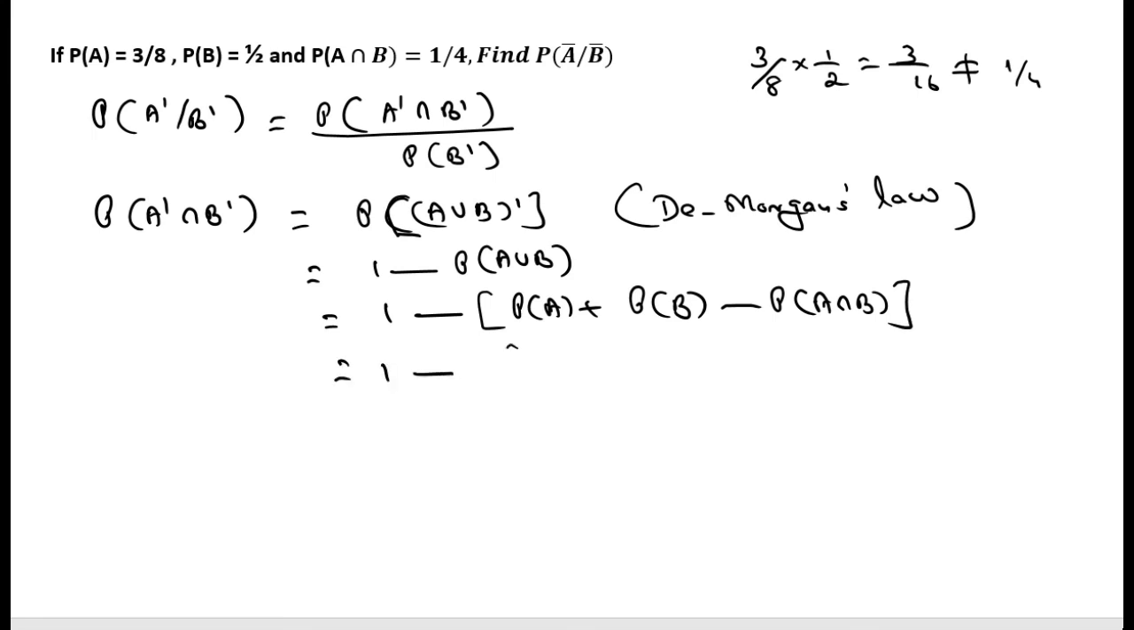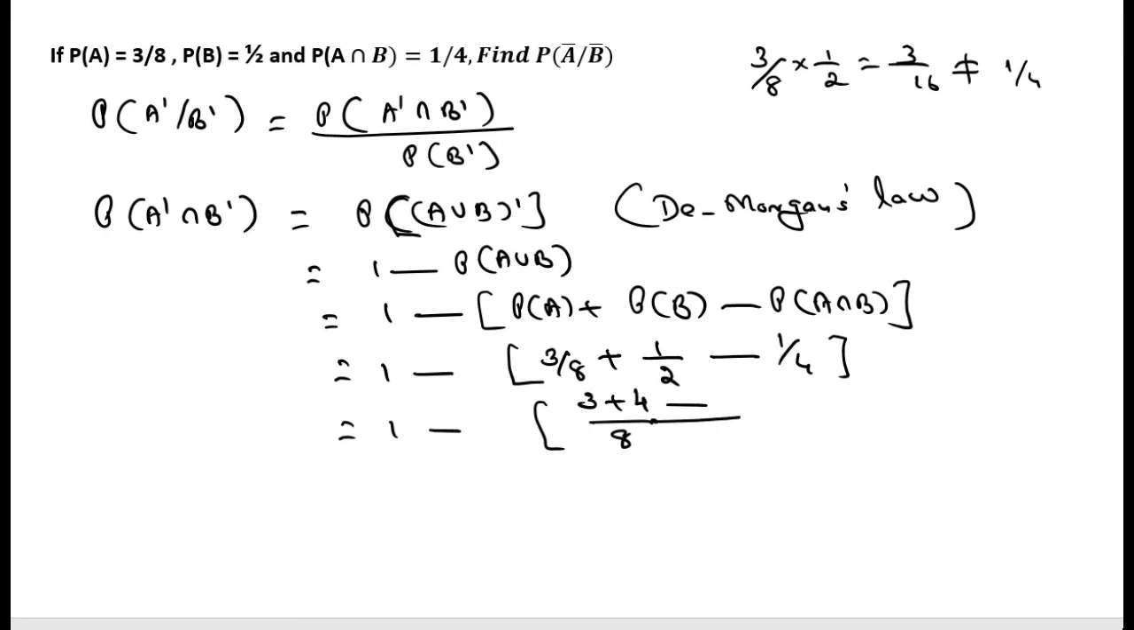So 1 minus probability of A is 3 by 8 plus 1 by 2 minus 1 by 4. So 1 minus, with denominator 8, 3 plus 4 minus 2, that is 7 minus 2, 5 by 8. 8 minus 5, 3 by 8.